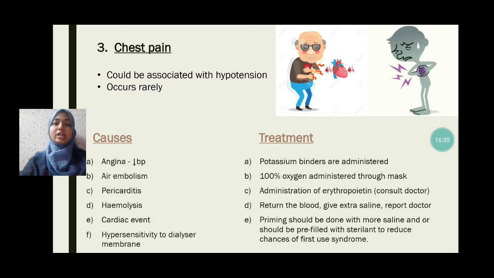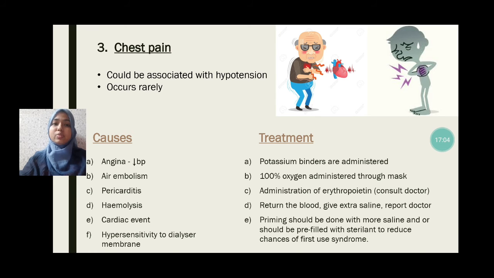If there is angina, it may be because of a high level of potassium. So potassium binders are administered to such patients. If there is air embolism, then the patient will be given Trendelenburg position. The patient will be placed on the left hand side so that the air bubble will travel towards the right hand side, away from the heart. 100% oxygen will be administered. Administration of erythropoietin with the consultation of doctor's prescription.